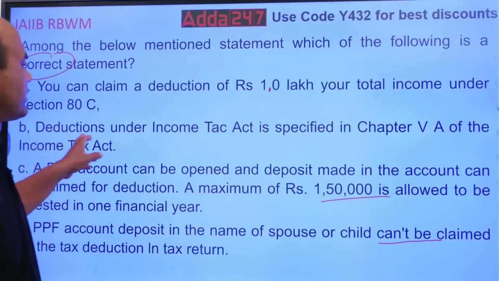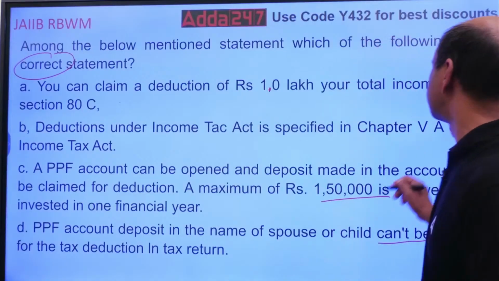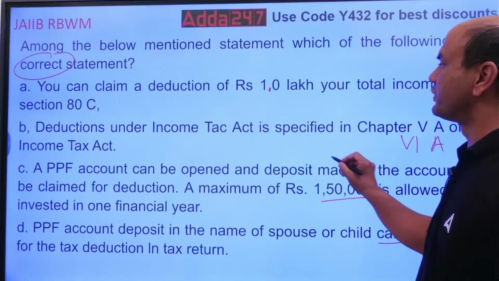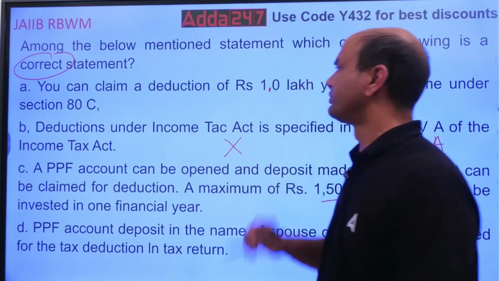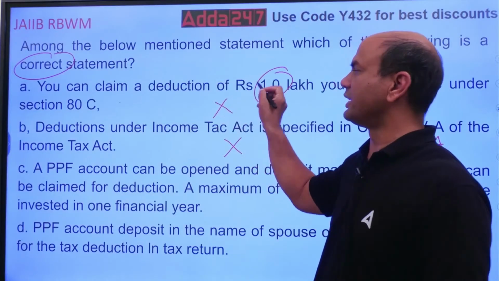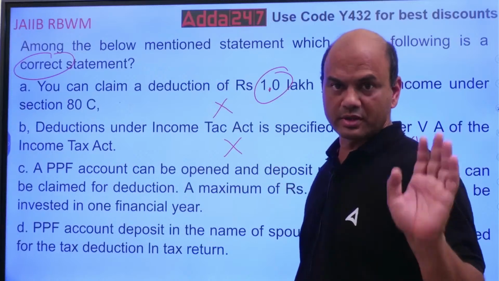Also, many of you might have got confused over here, 5A. See this, the answer for this is actually 6A. Okay, so that's why this is wrong. 1 lakh can be claimed. That's why this is wrong. 1.5 lakhs, that also under the old tax system. New tax system, you are not allowed.